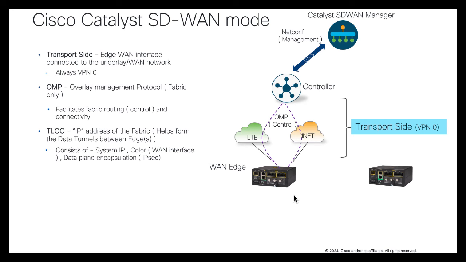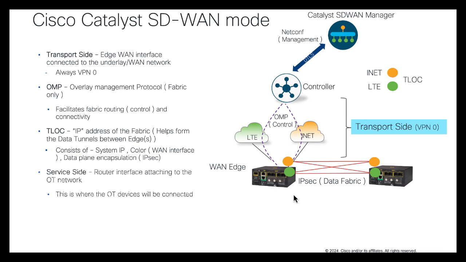From a data perspective, we have the TLOC, which is the IP address of the fabric, and it helps form data tunnel connectivity between the WAN edges. It consists of a system IP, color, and data plane encapsulation. In this case, it's IPsec, and tells all of the routers in the fabric how to reach the other router in the network. These TLOCs are advertised by the controller, and routers never directly advertise the TLOCs to each other. Rather, they advertise the TLOCs to the controller, and the controller reflects them to the entire network.